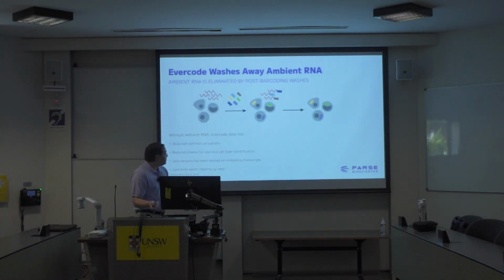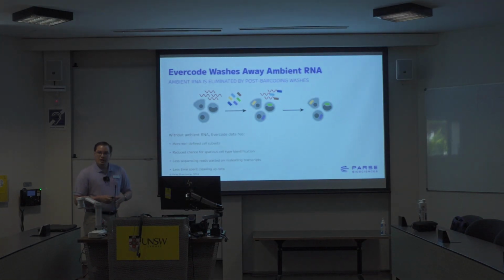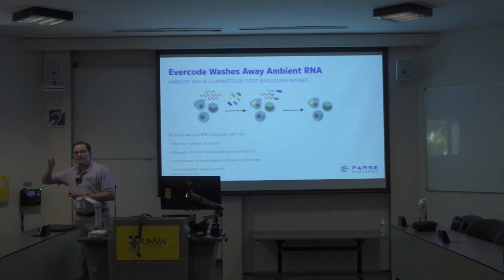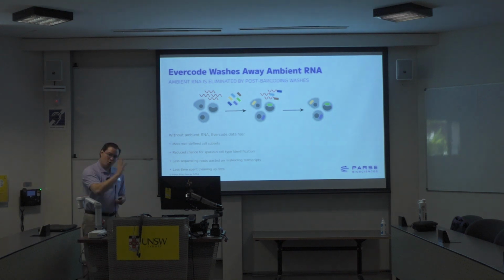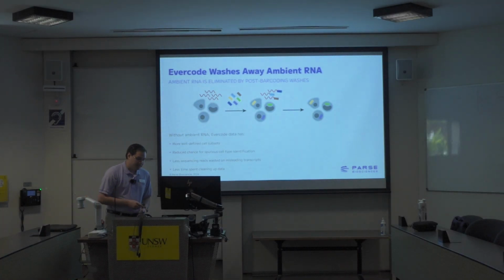With Evercode technology, with split pool barcoding technology, unlike droplet-based, we use the cell itself as a reaction vessel. So only what's inside the cell is going to get the barcode. And also, since you need to have a cell and an ambient RNA transcript travel the same route for 4 different instances, plus we have some washes built in, the chances that these ambient RNA are going to be barcoded with the same barcodes as your cells is practically 0.